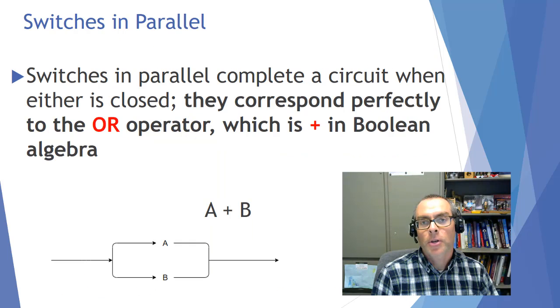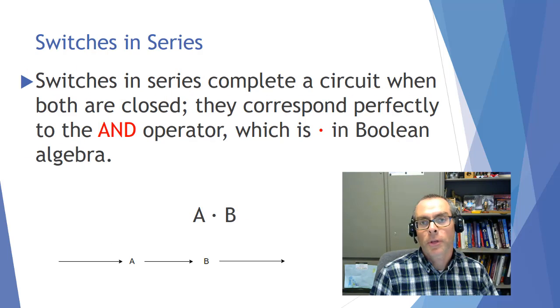The Boolean operation of addition is represented perfectly by two switches that are in parallel, which means that electricity can flow through one switch or the other one in order to have current flow. And the Boolean operation of multiplication is represented perfectly by two switches that are in series. That is to say, we have to have both switches closed in order to have current flow. We have to have A and B closed in the picture that's on your screen.